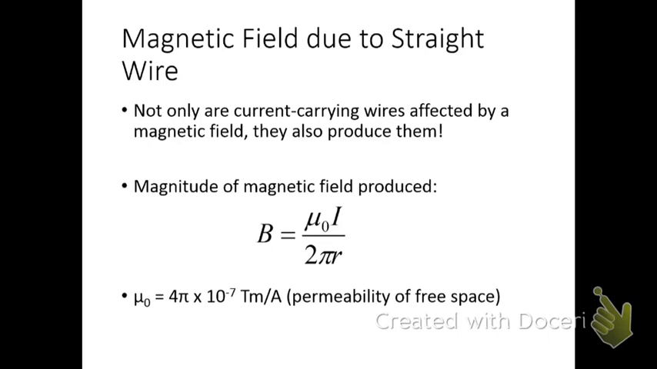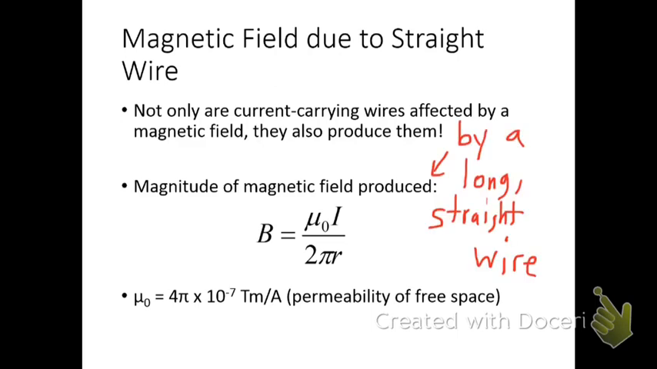But at the same time, wires produce magnetic fields as well. So let's look at the example of a straight wire. Ooh, I should probably amend this slide. The magnitude of the magnetic field produced by a long straight wire. There we go, that's better. That magnetic field is going to be mu naught times I over 2 pi r. Long straight wires produce circular magnetic fields, and the strength gets weaker the farther away you get from the wire. Mu naught is the permeability of free space. That's 4 times pi times 10 to the negative 7 Tesla meters per ampere. And like other constants in this unit, it will be provided for you on the test.